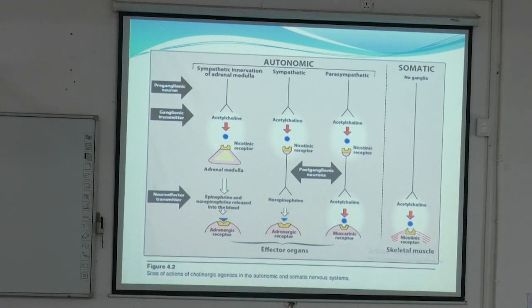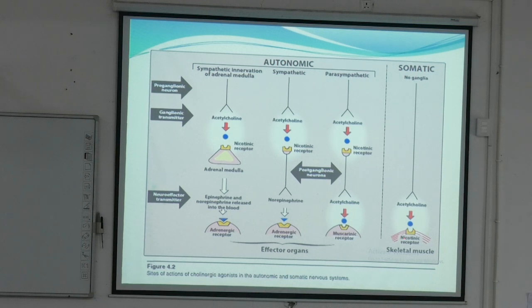And there are some sympathetic fibers I have already discussed. For example, sympathetic innervation of the adrenal medulla, where acetylcholine acts on the adrenal medulla, and epinephrine and norepinephrine are secreted into the blood, and ultimately act on the adrenergic receptors. And there are some other nerves also where acetylcholine is released. And within the somatic system, there are no ganglia, as I have already discussed. Here also, the neurotransmitter is acetylcholine. It acts on the nicotinic receptors. In the parasympathetic system, in the postganglionic fibers, acetylcholine acts mainly on the muscarinic receptors.